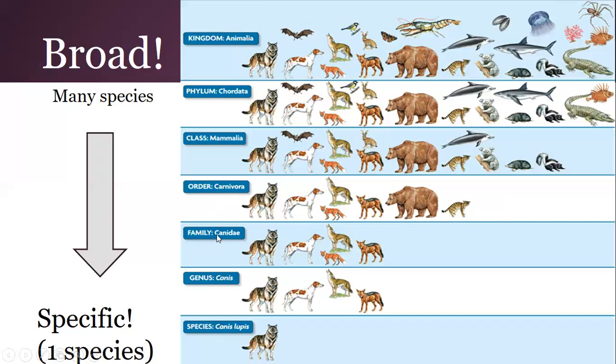Now we go down to the family Canidae and the genus Canis. As you can see, these are basically going into more and more wolf-like or dog-like characteristics. And when we finally get to the bottom one, the species Canis lupus, we have only one animal, the gray wolf.